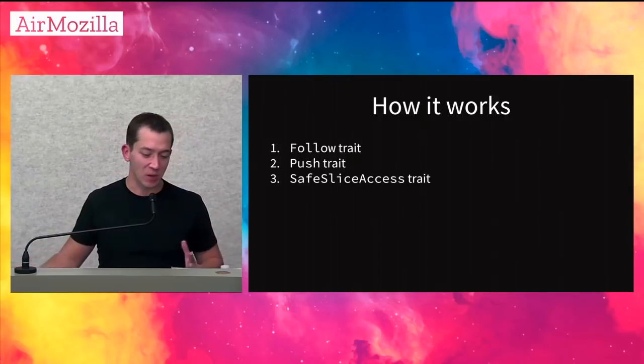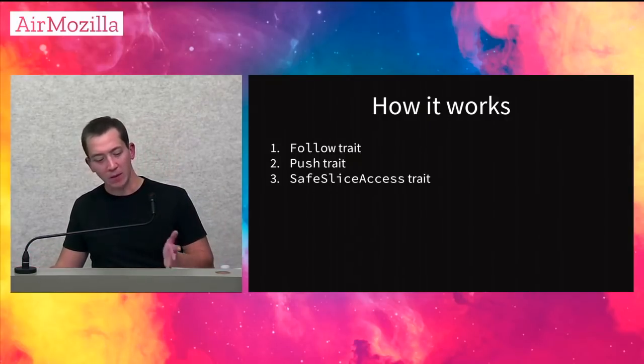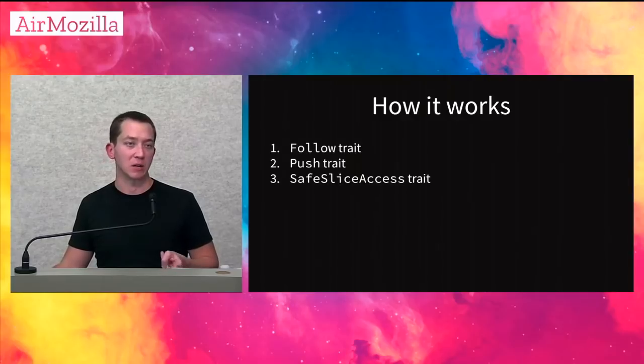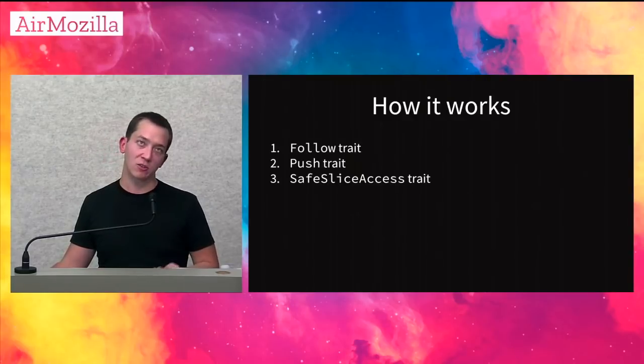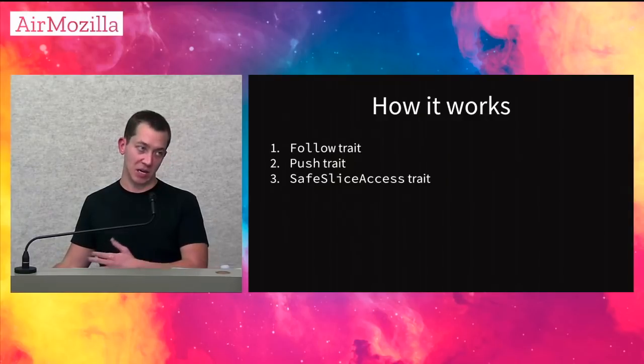So this is the more interesting part to me as the implementer. So now we're going to get into how it works. And we're probably 2/3 of the way through the talk, maybe halfway. So I want to focus on 3 traits that really helped us write good code for this. The Follow trait, the Push trait, and the SafeSliceAccess trait. Follow and Push are 2 sides of the same coin. Follow is for reading and Push is for writing. SafeSliceAccess is an optimization.